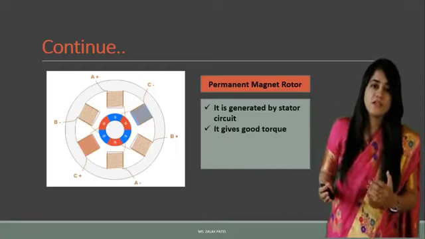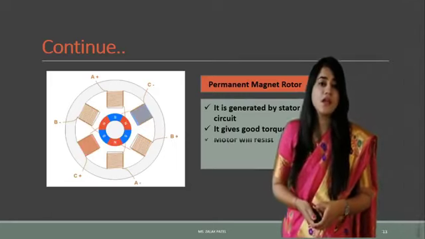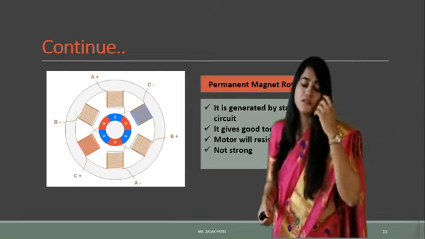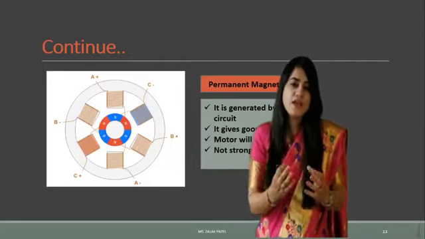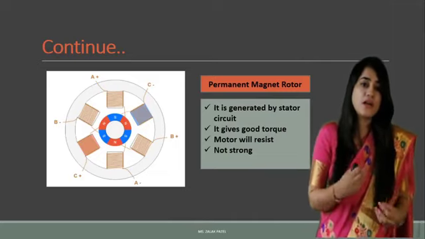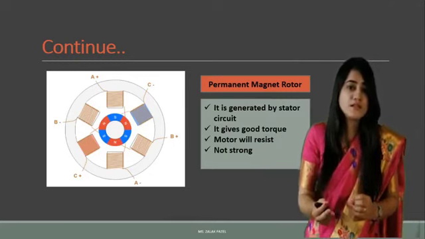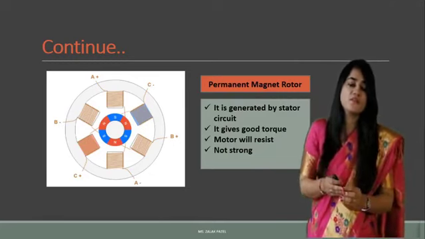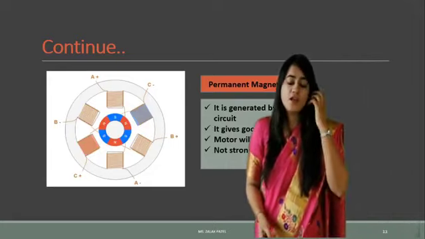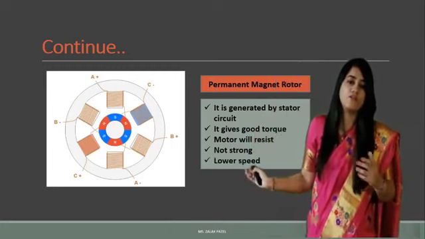With alternating N and S poles, it gives good torque to the circuit. But although it gives a good amount of torque, the motor resists that operation, and that movement is not strong, so it affects the speed of the complete motor. That is why it offers a lower speed.